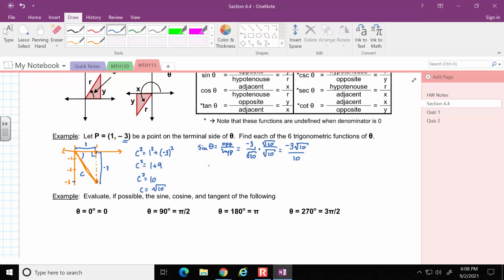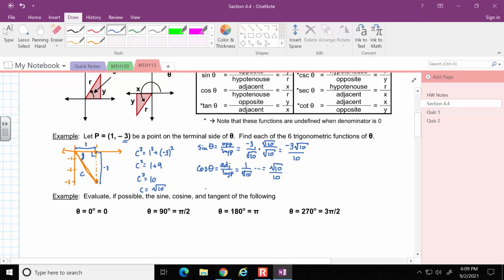Okay, cosine, very similar. But it is the adjacent side of your triangle over the hypotenuse. So in this case, adjacent to this angle is this 1 here, not the negative 3. So it would be 1 over square root of 10. And if we simplify that down, I'm not going to go through that again, multiply top and bottom by square root of 10, we get square root of 10 over 10. Okay, so that's sine and cosine.